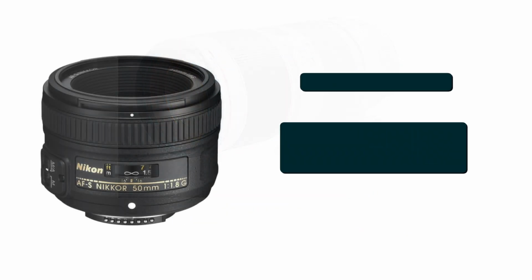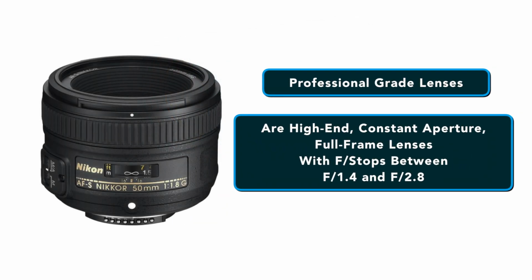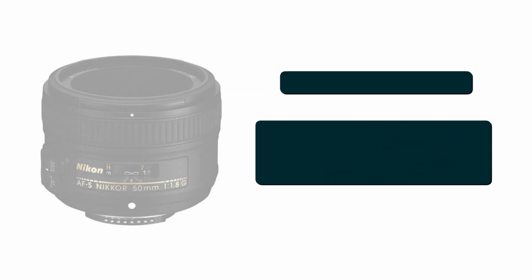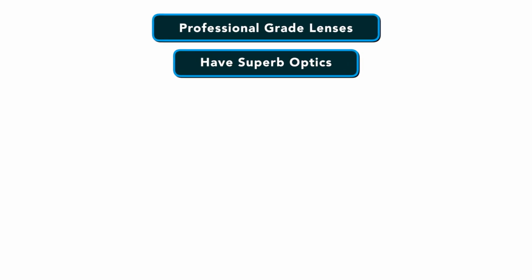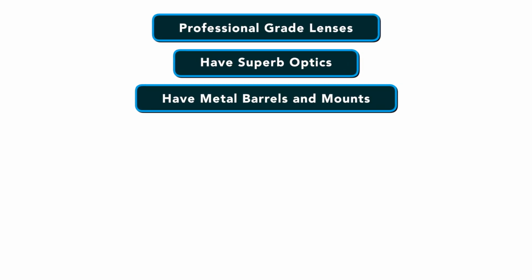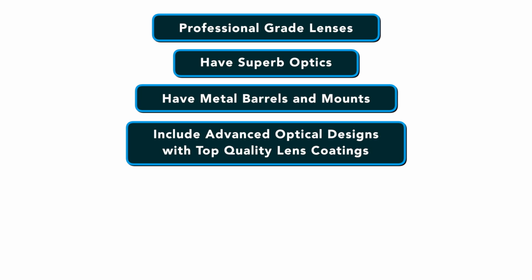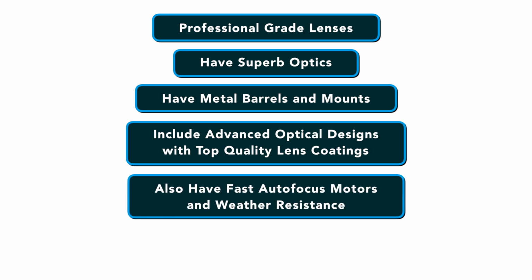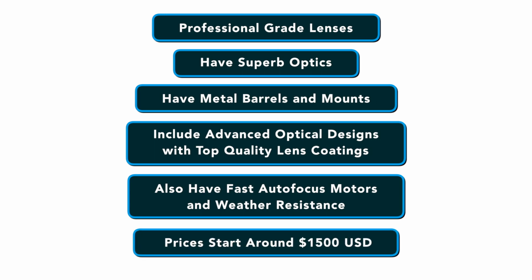Third are professional grade lenses. And these are high-end, constant aperture, full-frame lenses between f1.4 and f2.8 with superb optics, a metal barrel and mount, advanced optical design with top lens coating technologies, fast autofocus motors, and weather resistance. Prices typically start in the $1,500 range and up.